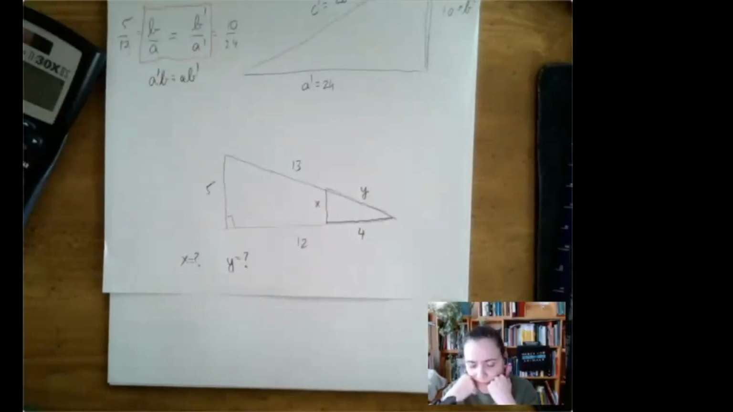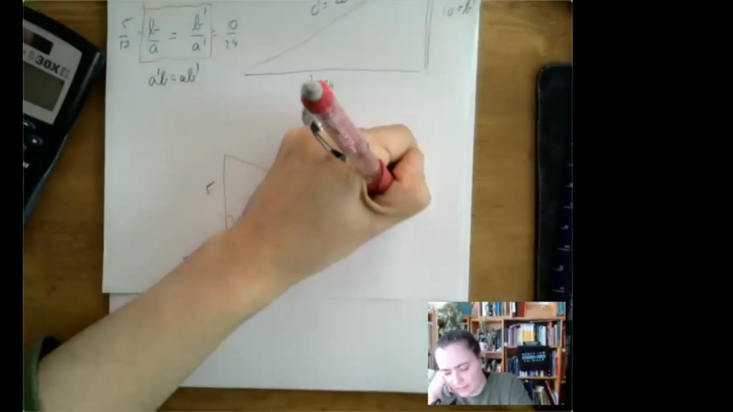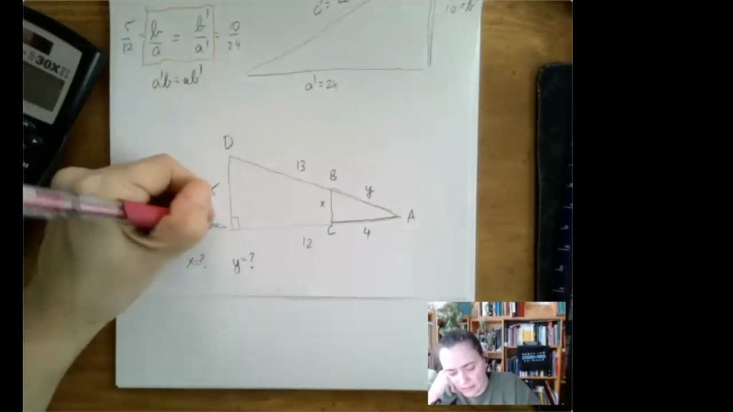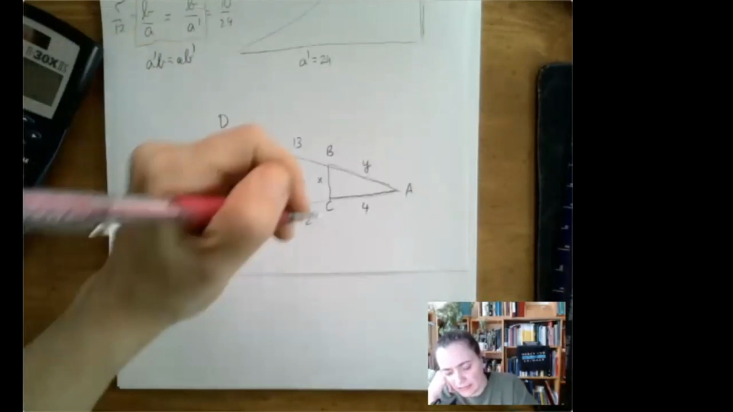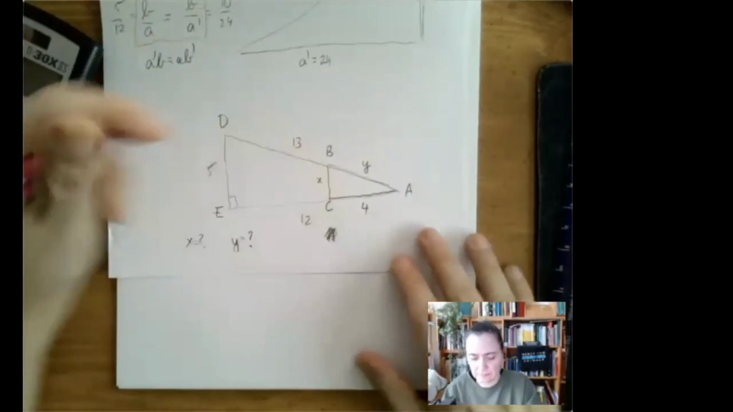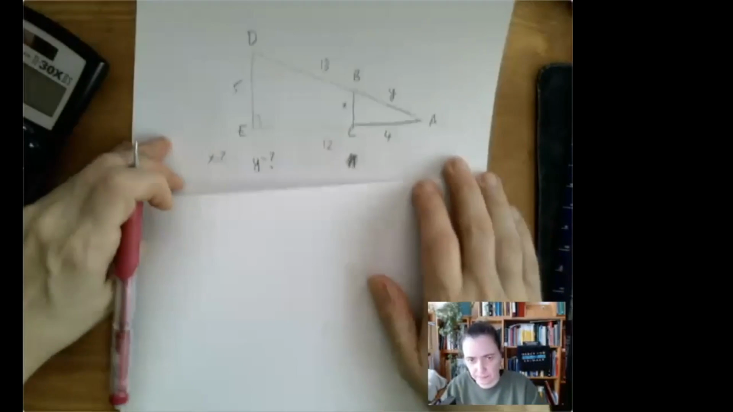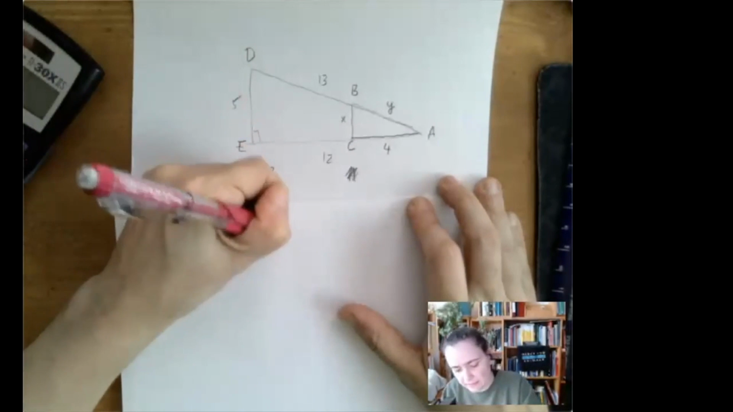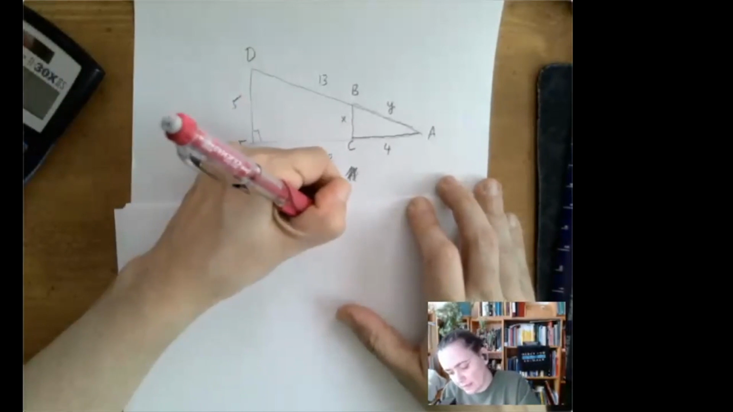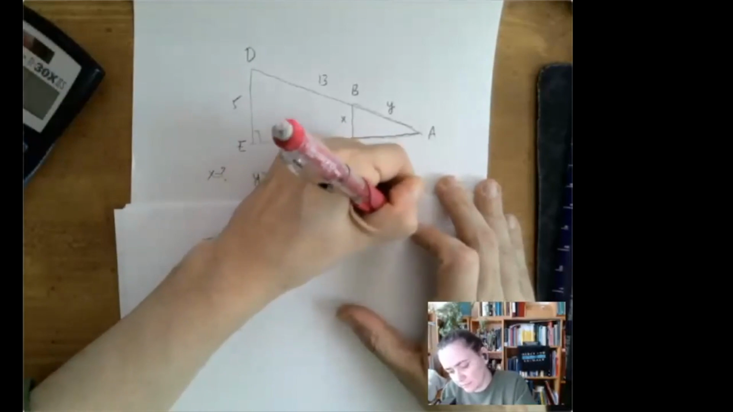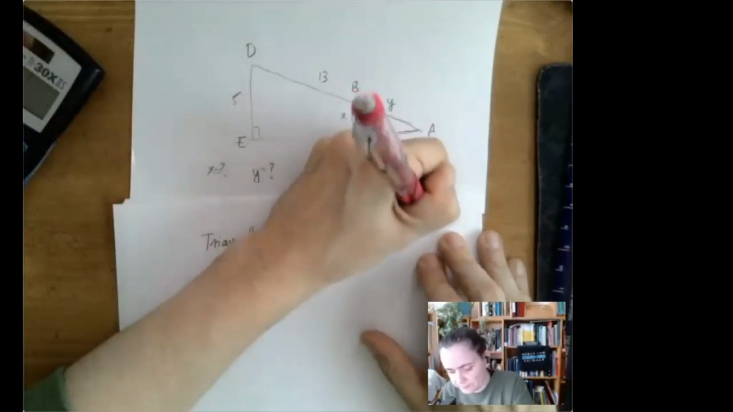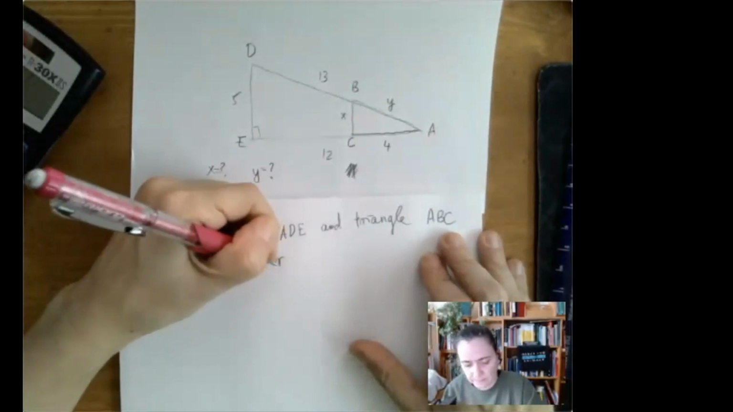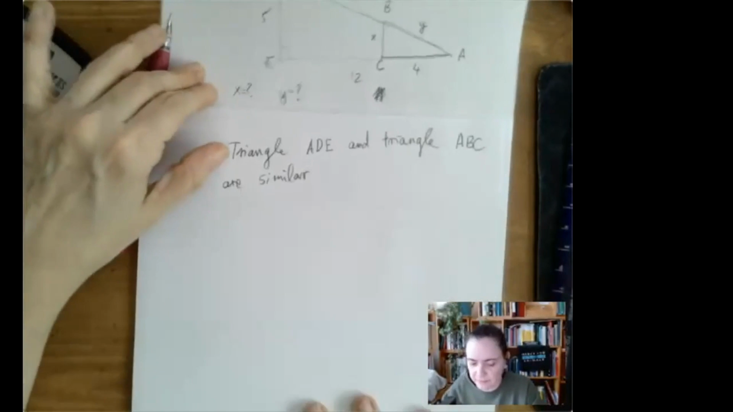So the thing is that these two triangles, well, which two? Let's say this is A, B, C, D, E. And so triangle ADE and triangle ABC are similar because they have the same angles.